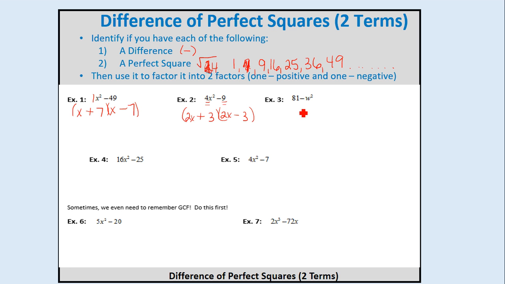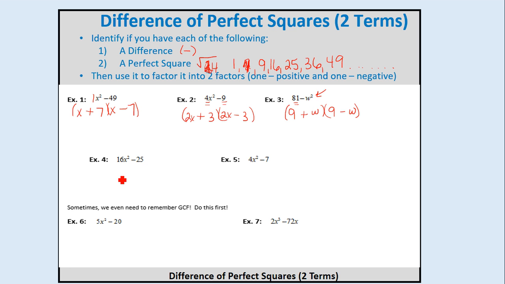Now let's look at example 3. This is just like the last one, in a different order. The w comes at the end. How do I multiply to make an 81? 9 times 9. How do I multiply to make a w squared? W and w, and remember one's positive and one's negative. These were perfect squares. How about example 4?